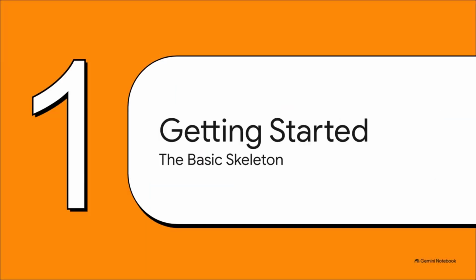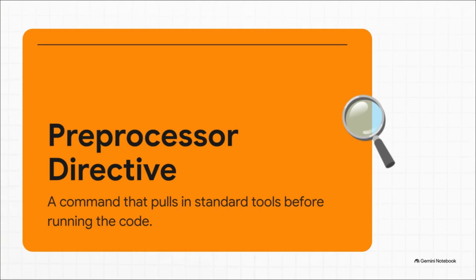Section 1. Getting Started. We're talking about the basic skeleton of your code. We're starting with a totally blank canvas. The very first thing you're going to see at the top of a C file is something called a preprocessor directive. It usually looks like a hashtag, then the word include, followed by stdio.h in brackets. Now, don't let that jargon intimidate you. Just think of this include line as opening up your toolbox before you start working. It just tells the computer to pull in standard tools, like the ability to print text out, before it runs any of your actual code.